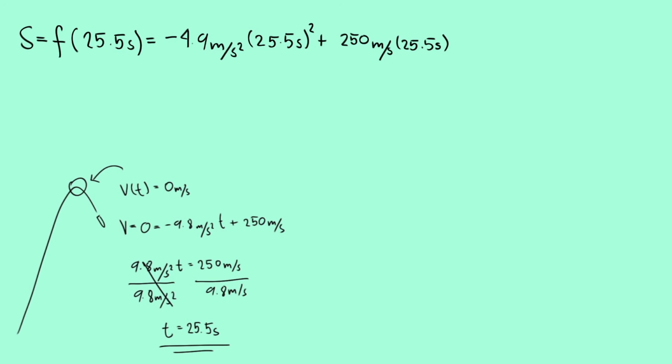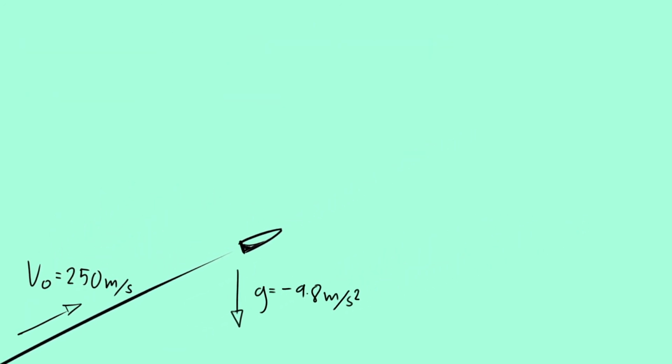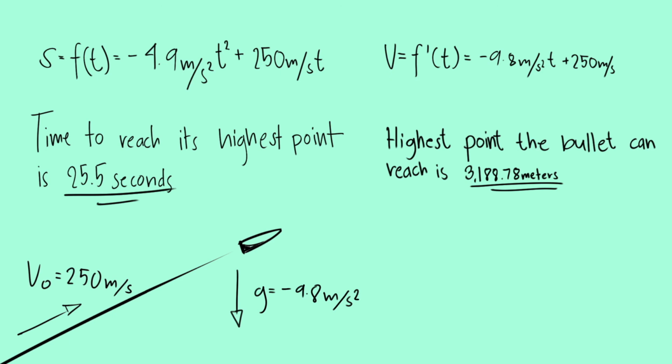The value of s, or the displacement, is now 3,188.78 meters. Therefore, the highest point the bullet can reach at an initial velocity of 250 meters per second is 3,188.78 meters.